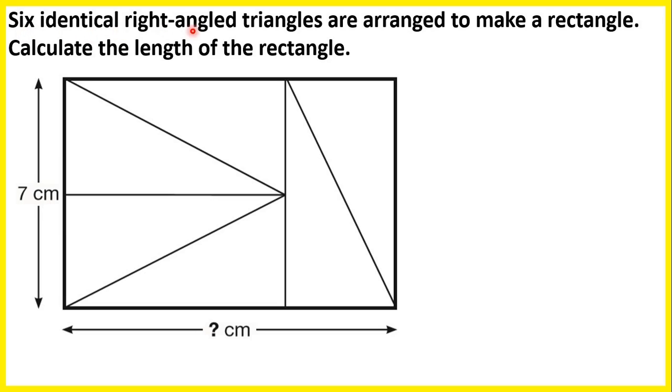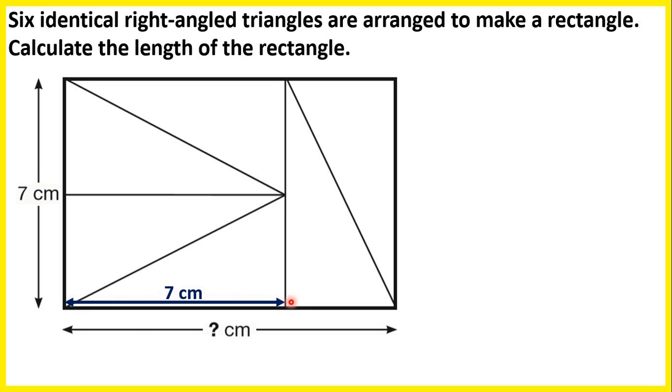6 identical right-angled triangles are arranged to make a rectangle. Calculate the length of the rectangle. So here we can see that the rectangle has a width of 7 centimeters, and that's the same as the height of one of the triangles. So notice this triangle here is the height of a triangle, so this length will be 7 centimeters.